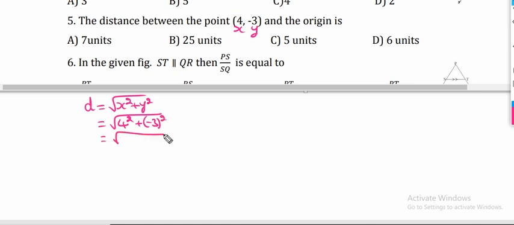So that is equal to 4 square, that means 16, plus 3 square, that means 9. So that is equal to square root of 25. That means the answer is 5. That means D is equal to 5 units.